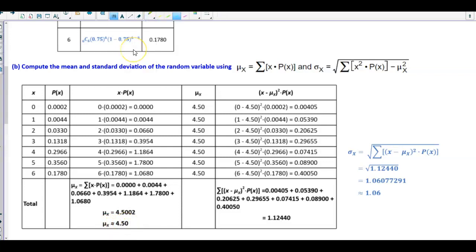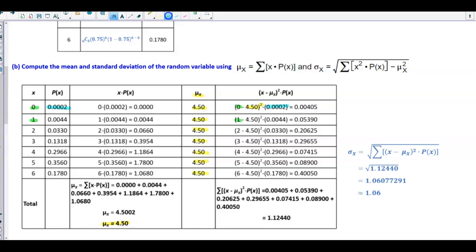And now we want to be able to find the standard deviation. So we know that the mean is 4.50. So we know that we have a new column with 4.50. And then we're going to take our data value, which is 0, and subtract the mean, and then square it, and then multiply it by its probability to get 0.00405.